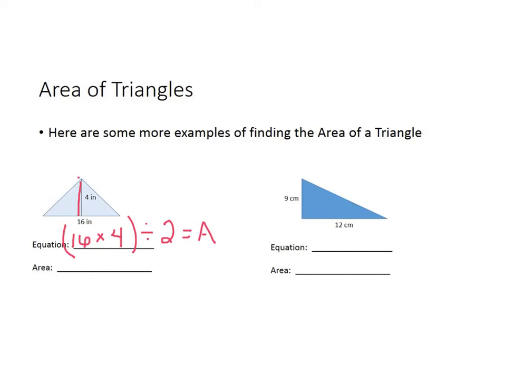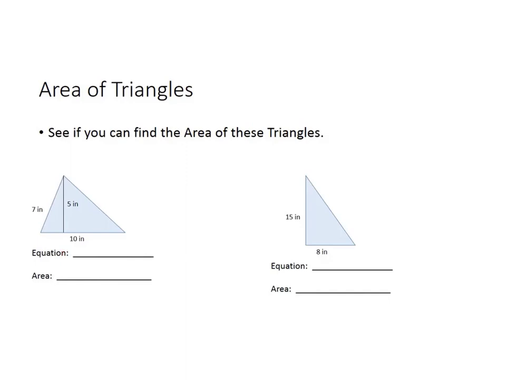Again, the base is 12, and the height is 9. Well, if we were going to stop there, that's going to give us this entire rectangle. We don't want all of it. We only want half of it. So after we take 12 times 9, then we need to divide it by 2 so that we can find the area of this triangle. Once again, I know you can figure out equations, so I'm going to let you find the final area on your own. Please pause the video here so that you can find the area of these two triangles.